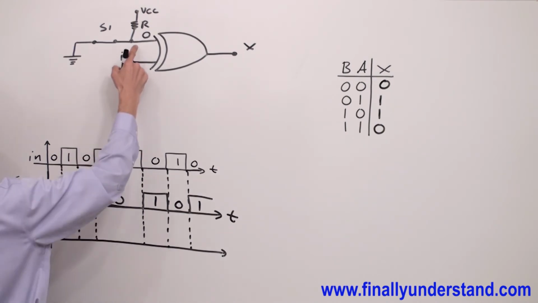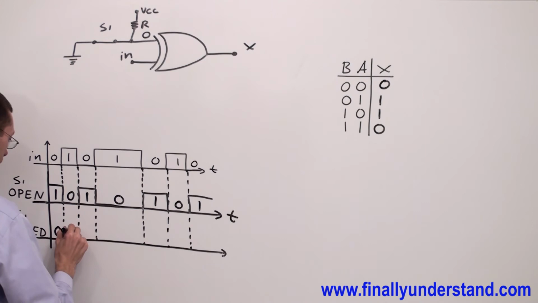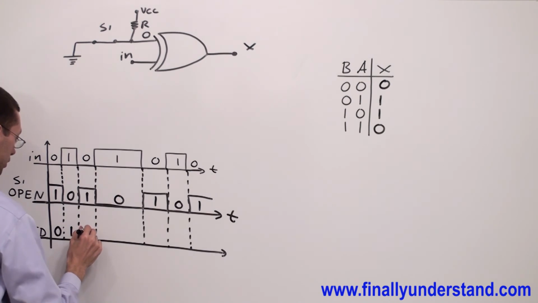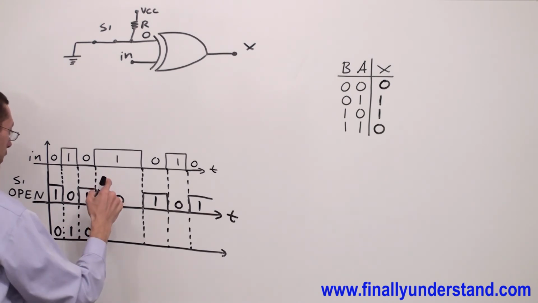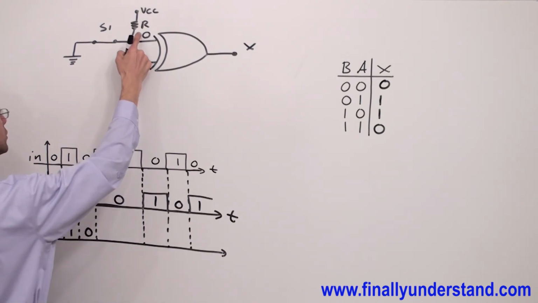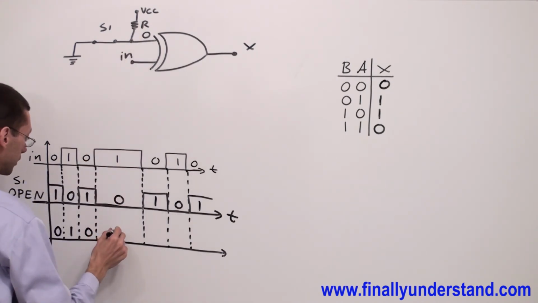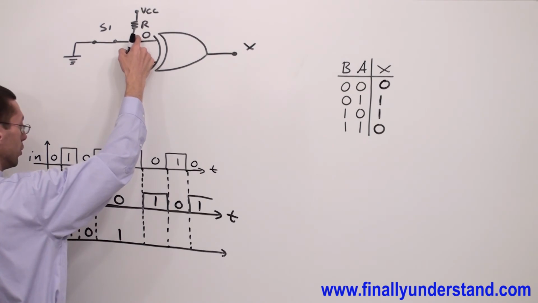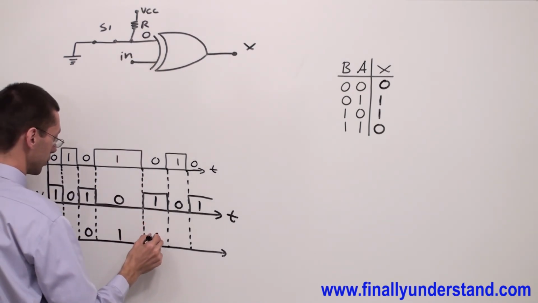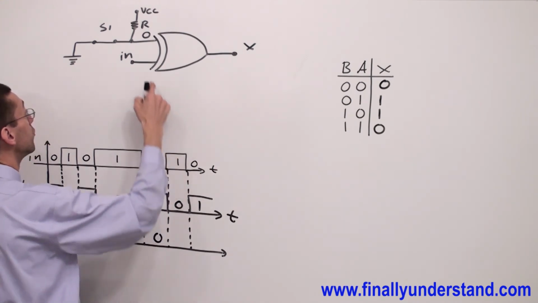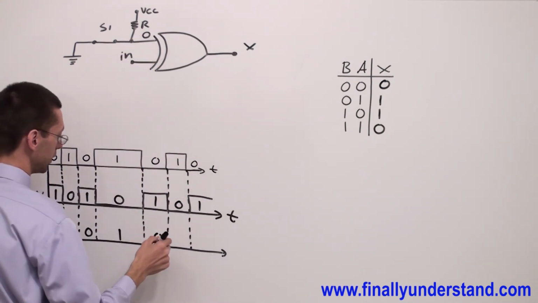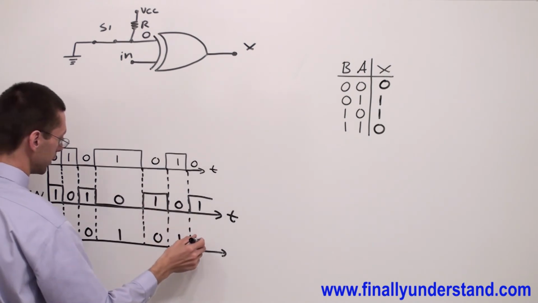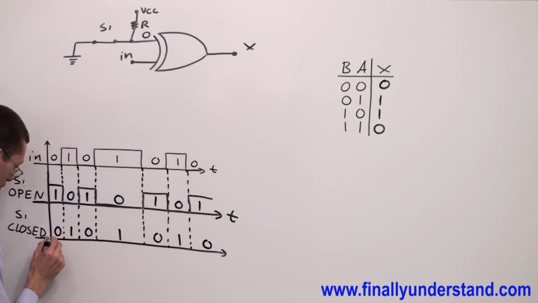1 exclusive OR 0 gives me 1. 0 exclusive OR 0 gives me 0. Next, 1 exclusive OR 0 gives me 1. This is 0, exclusive OR this 0 gives me 0. This one, exclusive OR this 0 gives me 1. This 0 exclusive OR this 0 gives me 0. Now I can draw the output waveform.